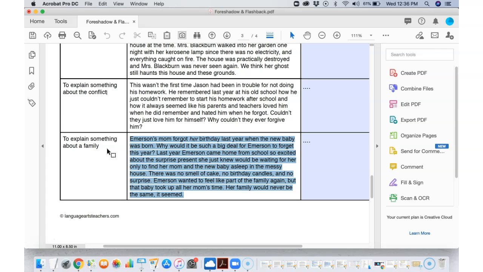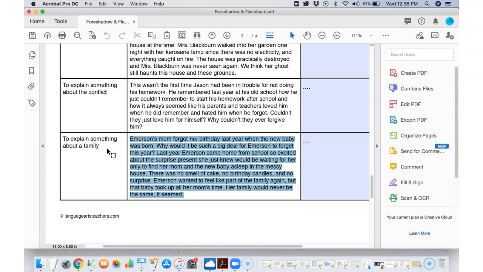So this is a pretty big description. This is a flashback. We can see everything happening. We can see Emerson walking into the house last year. We can see the messy house. We can see the baby. We can see the baby sister, baby brother sleeping with mom. There's no present, no cake, no candles, nothing. We can see it in our minds. We kind of feel sad for Emerson, right? And she feels like her family's never going to be the same.